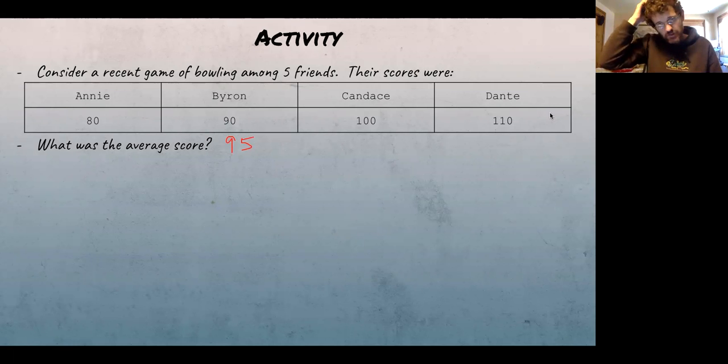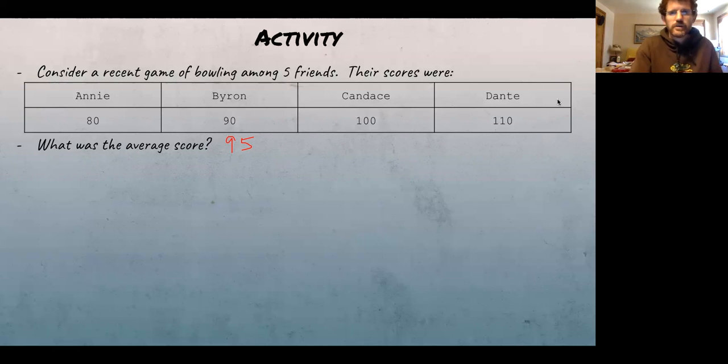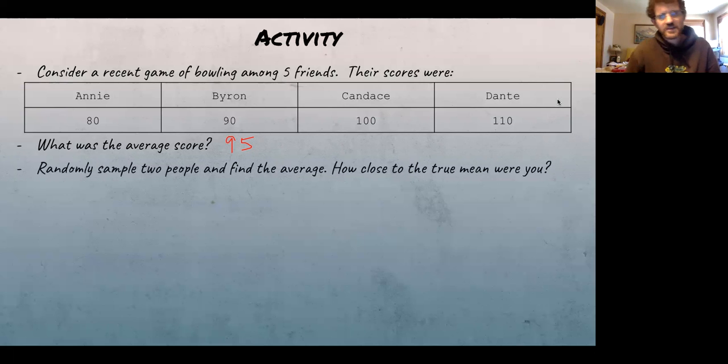This is just to set the stage. This is our population, and the population mean is 95. Now we're going to approach it a different way. We're going to randomly sample 2 people and find the average. You can just pick 2 people randomly right now; I'm not concerned with what random looks like for you. I'll pick Annie and Candace. They got 80 and 100, so their average is 90.